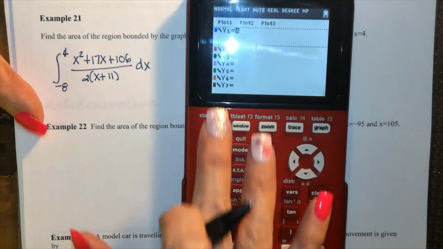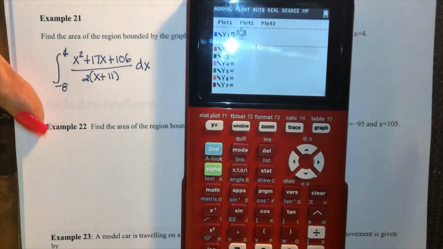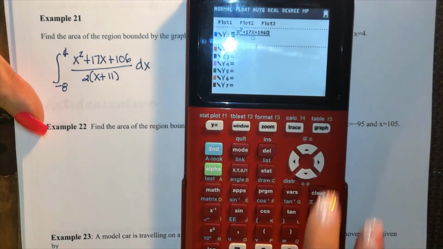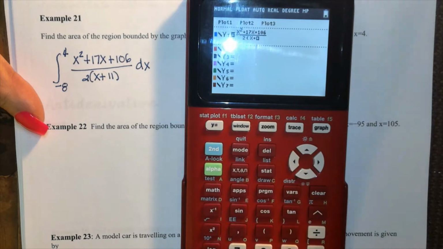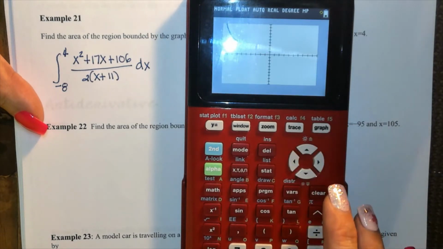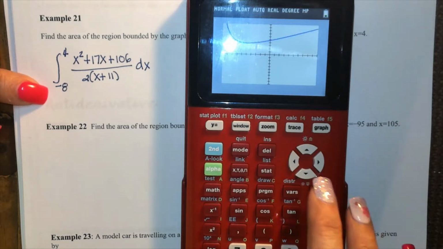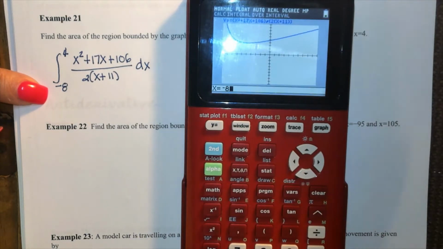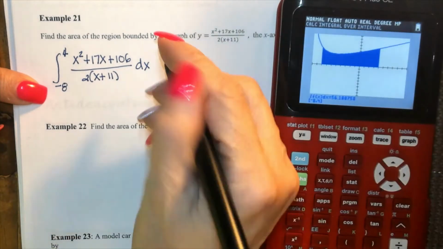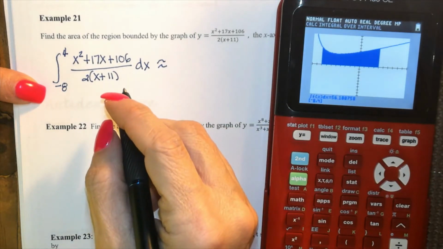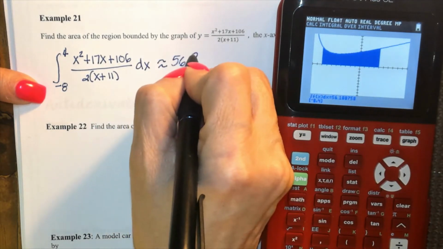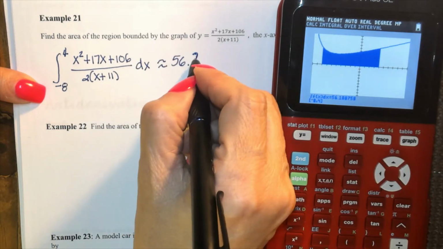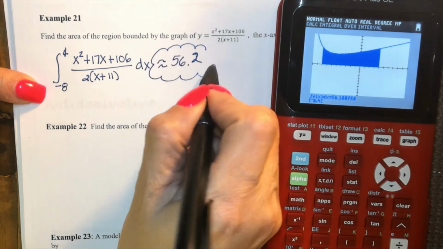So I'm going to put that into my calculator. Y equals, I'm going to clear that out, and enter x squared plus 17x plus 106 over 2 parentheses x plus 11 parentheses. I'm going to graph it. There it is. And I need to go from -8 to 4. So I'm going to second calculate the integral from -8, upper boundary is 4. There it goes. Isn't that pretty? And there it is. It's approximately 56.9. Actually, not 9, 2. The 8 rounds it up to a 2. All right, there we go.